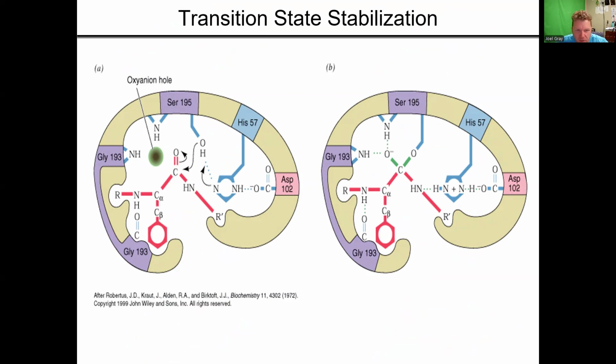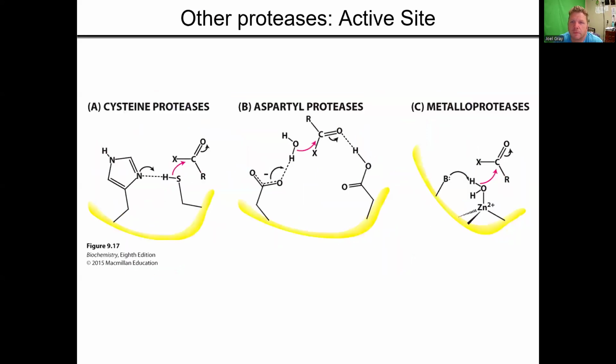The N-termini of glycine and serine 195 are able to properly position our peptide so that it can be broken. They just work in concert with the other amino acids within the active site. Now, other proteases are classified in part because of one of the key residues in their active site: cysteine, aspartyl, metalloproteases. Well, metalloprotease, obviously it's not a metal amino acid, but instead it's an amino acid or amino acids that help coordinate and position a metal ion. That's going to enable something like water to be captured.